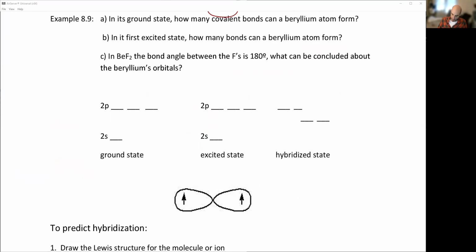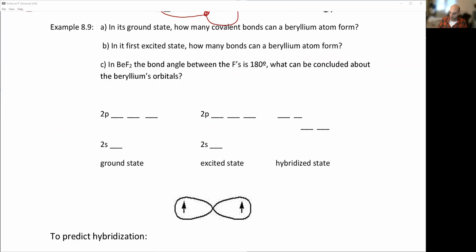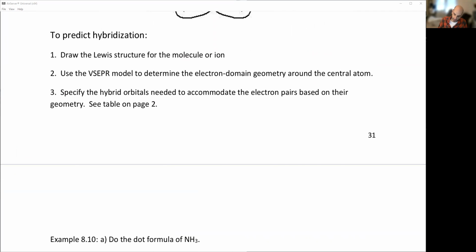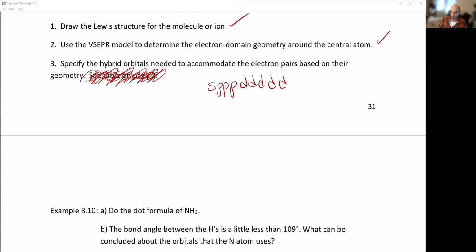Okay, so why don't you guys give this one a try? Beryllium fluoride. So create the hybridization. It's actually already right there. So again, to predict hybridization, we're going to draw the Lewis structure, which we're good at. We're going to use VSEPR to determine how many domains we expect to see on that central atom. And then we're going to specify the hybrid orbitals needed. See table on page 2. It's way above. So we don't actually really have to worry about that. So specify the hybrid orbitals needed, but we can do those calculations to determine what type of hybrid orbitals we're actually going to need.